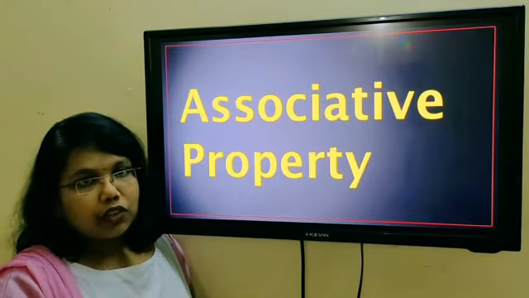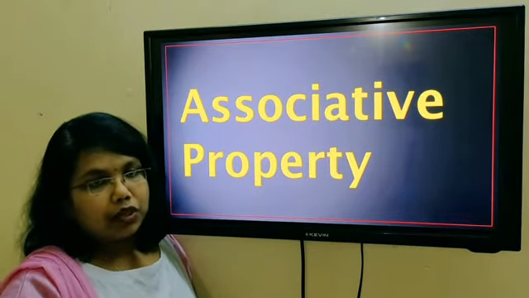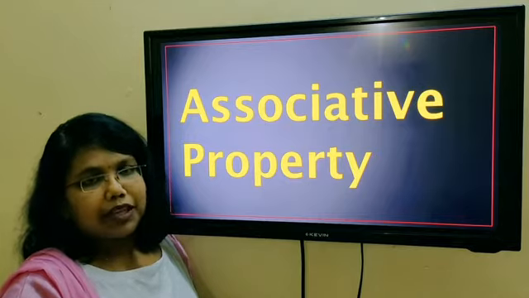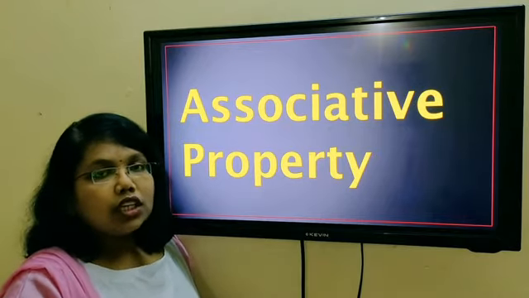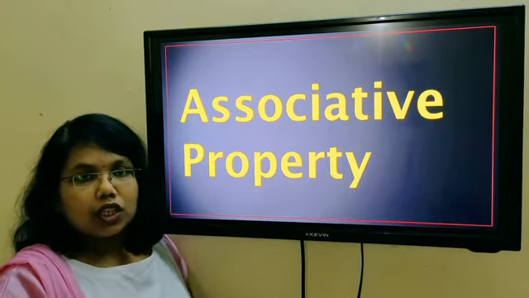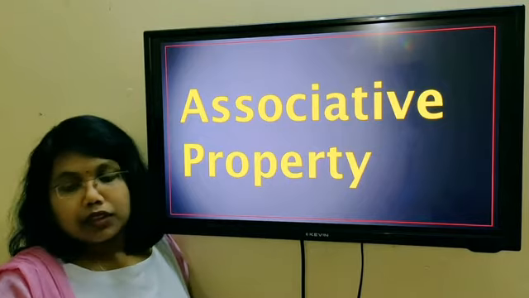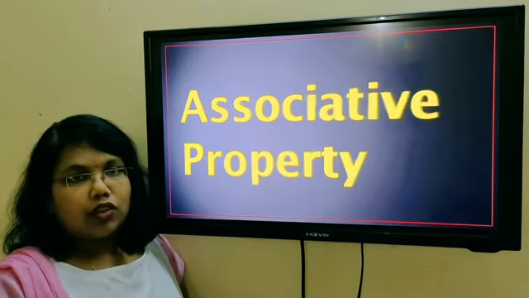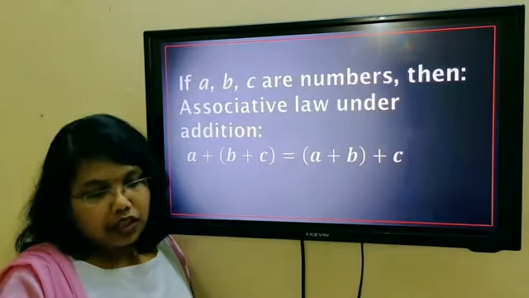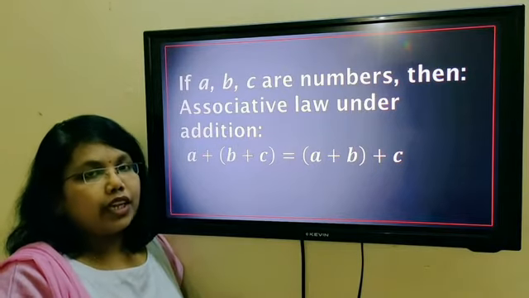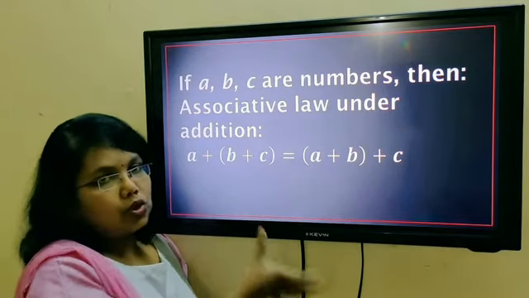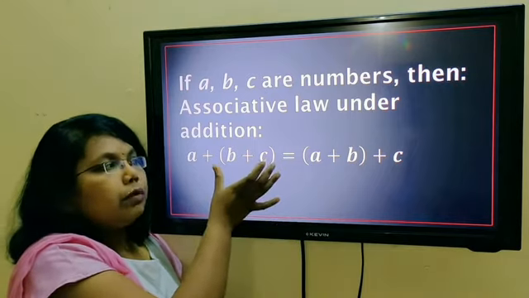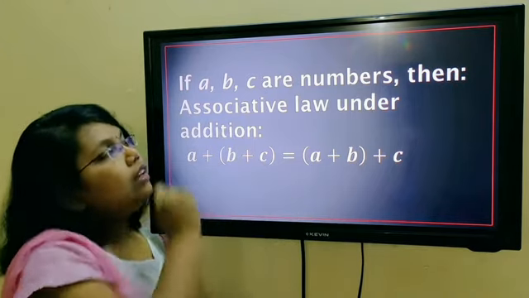The next property that we are going to study is the associative property. Associative as in making an association. Here we are going to see association as in brackets. Now brackets are what we do first in mathematics. That is why this movement of brackets is called association. And here we are moving the bracket. Basically, see how it is written.